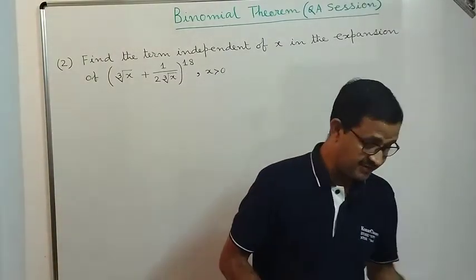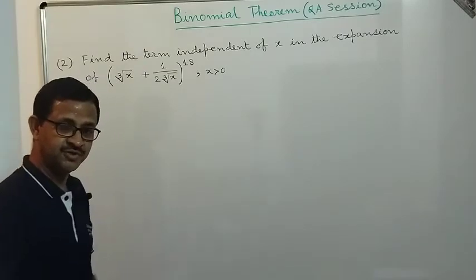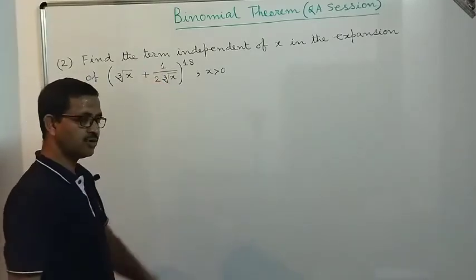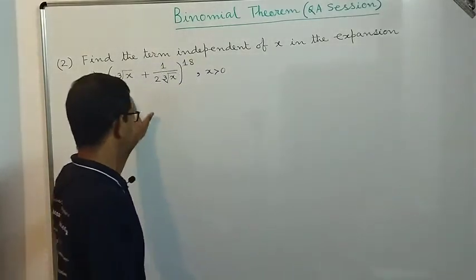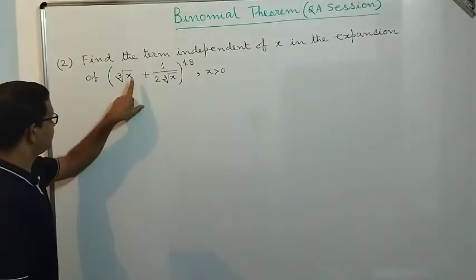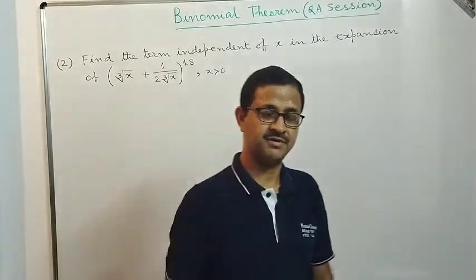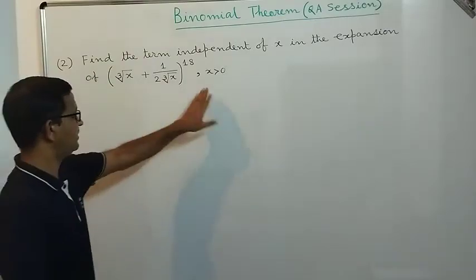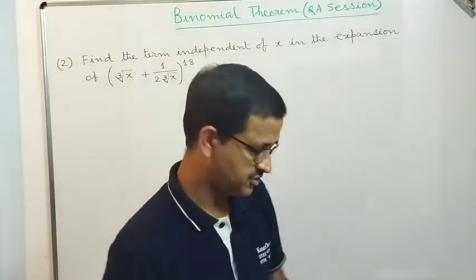Let us understand the initial condition also. Why is x greater than 0? Because if x is equal to 0, then 1 by 2 into cube root of x will become 0. Something by 0 is undefined, so the question will not make sense. If x is less than 0, then the cube root of a negative number gives you a complex number, which is not in context to the question. So that is why x is greater than 0. So how do we approach this question?